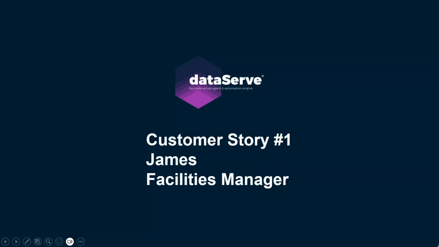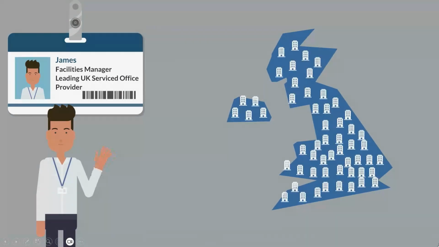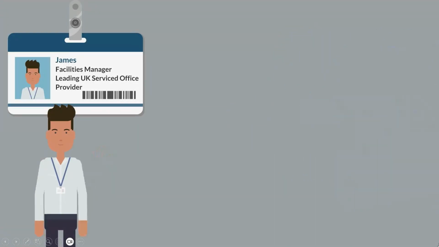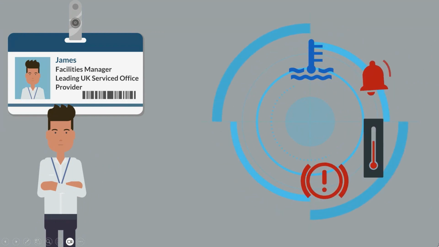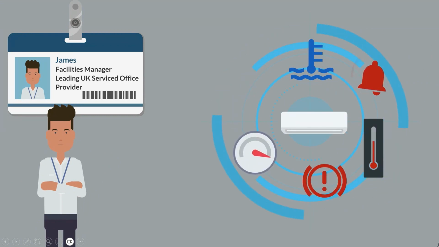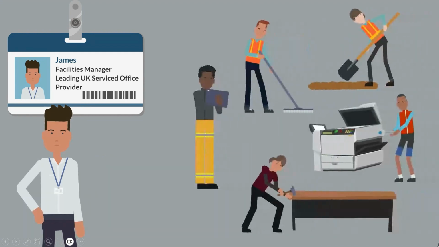We're going to take a look at two of our customers, although their names and details have been replaced. Our first story is going to look at James. James is the facilities manager for a serviced office provider. James is managing 55 sites across the UK, which means thousands of connected devices, such as alarms, temperature and humidity sensors, and motion detectors. On top of that, James is managing a facilities team of 25 people handling thousands of works tickets per year.